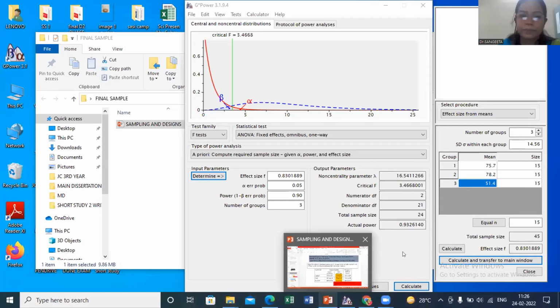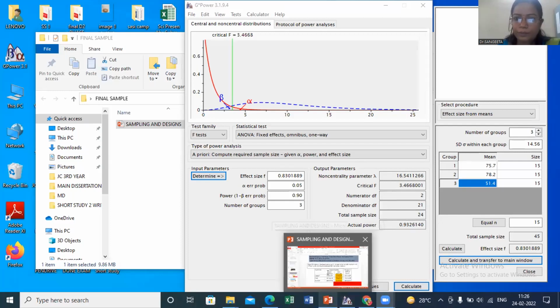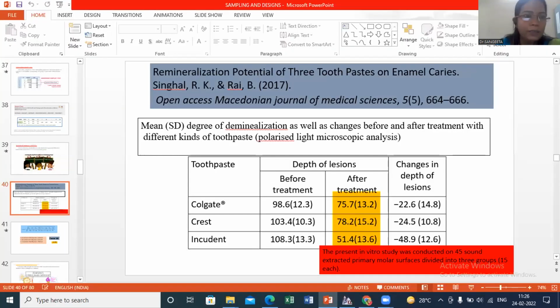So this is the way you have to calculate for ANOVA, that is, whenever you have more than two groups. So the only calculation that is very different from the others is the one about your pooled SD. So I have dealt with the paired t-test, unpaired t-test, and ANOVA, all being parametric tests.